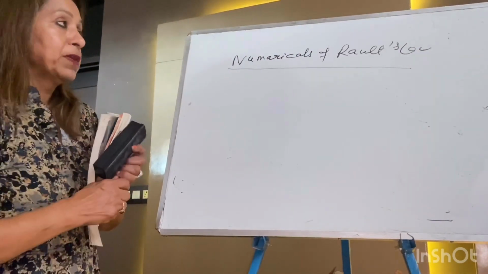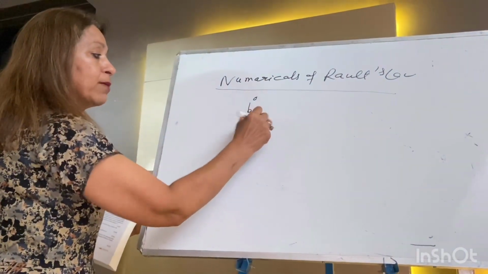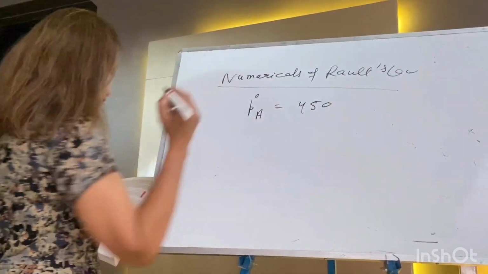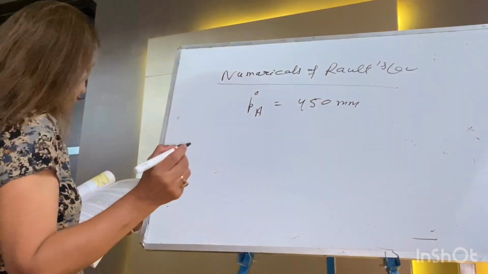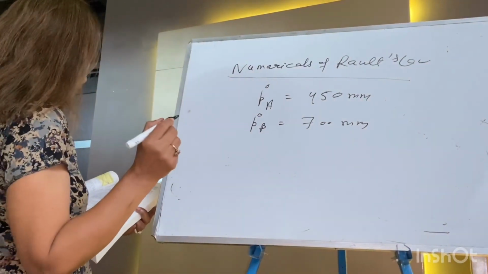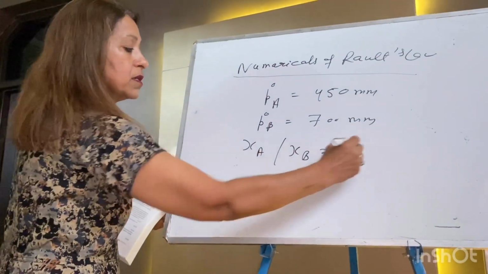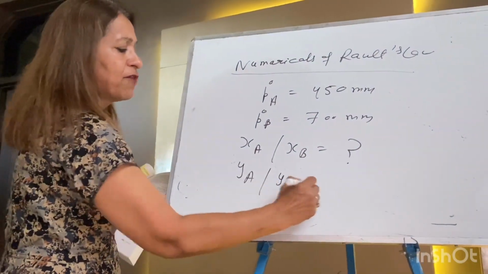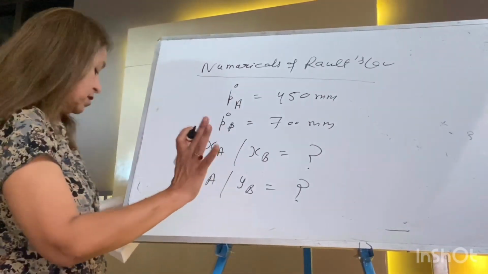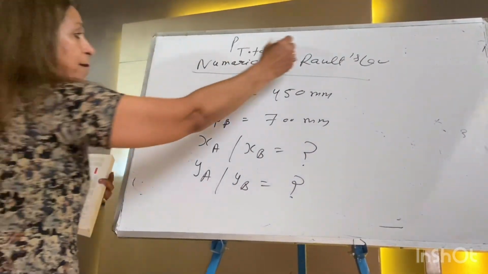Open your NCERT because I am not going to dictate the statement. The vapor pressure of pure liquid A is 450 mm. The vapor pressure of pure liquid B is 700 mm. The question is to find the composition in the liquid phase as well as in the vapor phase. It is a very important numerical and it covers everything. If I take one numerical, you can attempt many numericals like this. The total pressure is given as 600 mm. Write down.